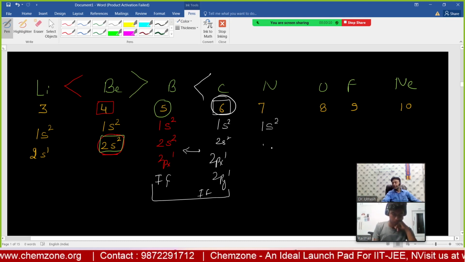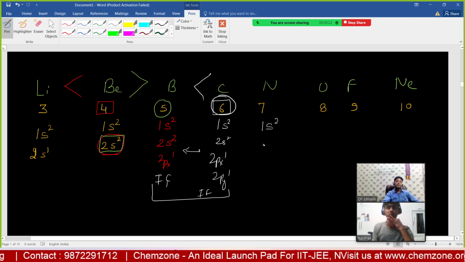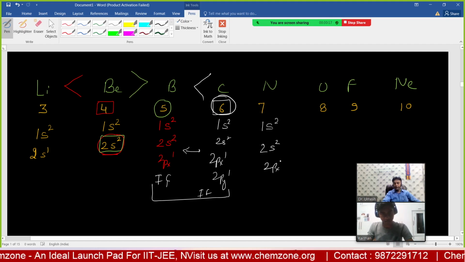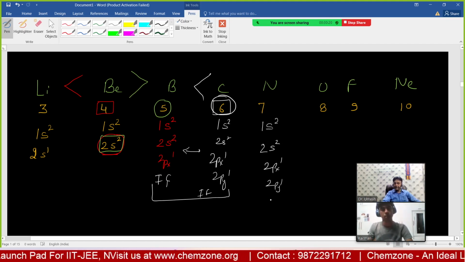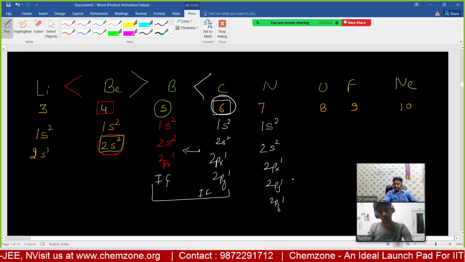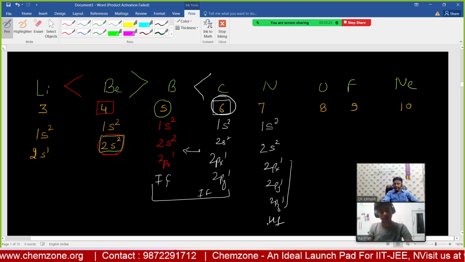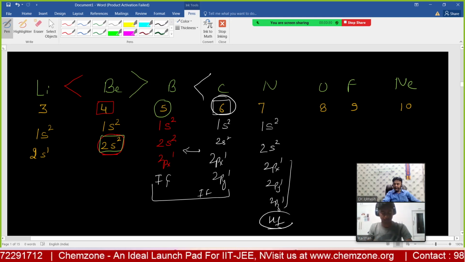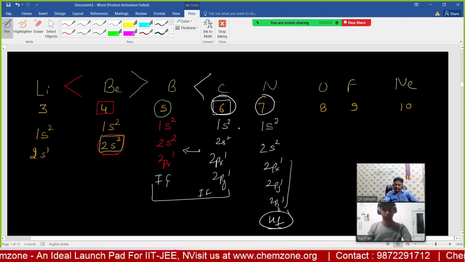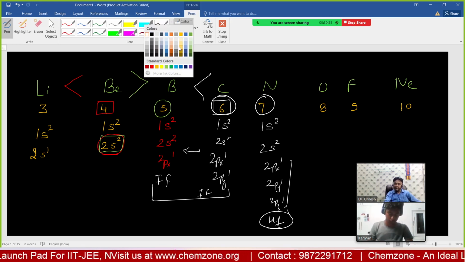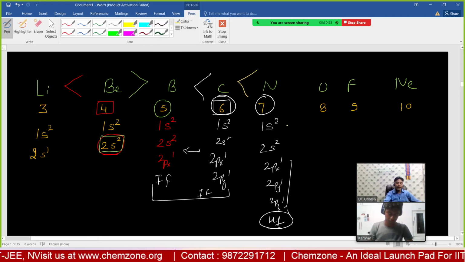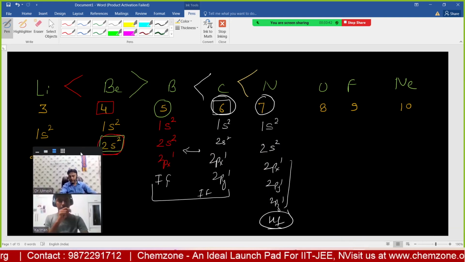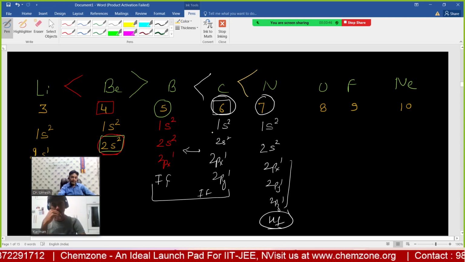What about nitrogen? Tell me the electronic configuration of nitrogen. 1s2, 2s2, 2px1, 2py1, 2pz1. What about the electronic configuration? Stable, unstable, half filled? It is half filled, and it is more stable as compared to incompletely filled. Number one, it becomes half filled, and number two, the nuclear charge also increases. So both of these factors are responsible for the higher enthalpy of ionization as compared to carbon. I hope it's very clear now.